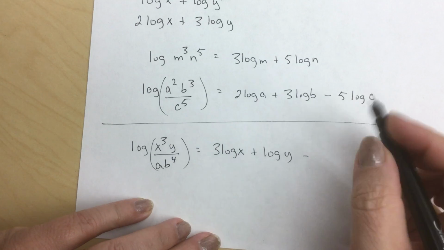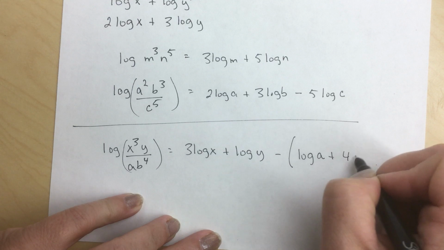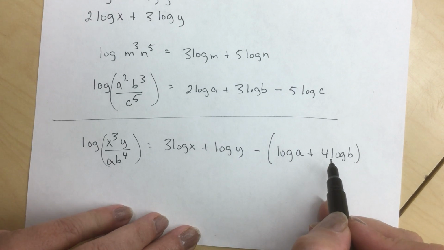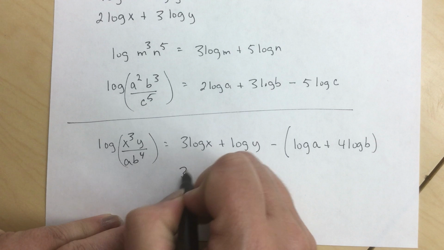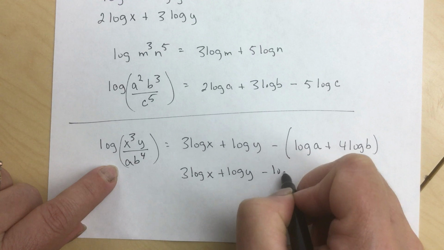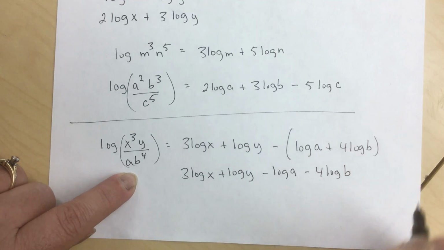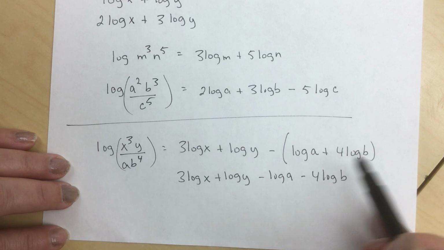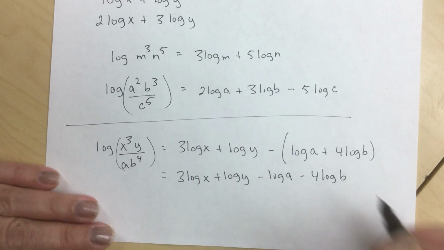Then it's minus, and then you can do parentheses, log a plus 4 log b, because these things are multiplied together, but they're both being divided. So you could do it that way. I would write it as 3 log x plus log y minus log of a, and then I would also minus 4 log b, because they're both in the denominator. And notice if you would distribute this subtraction through this, or distribute this -1 through this parentheses, you get that very thing. So both of those are correct.